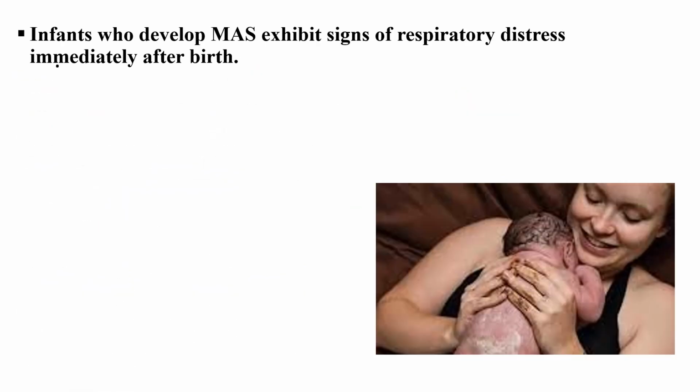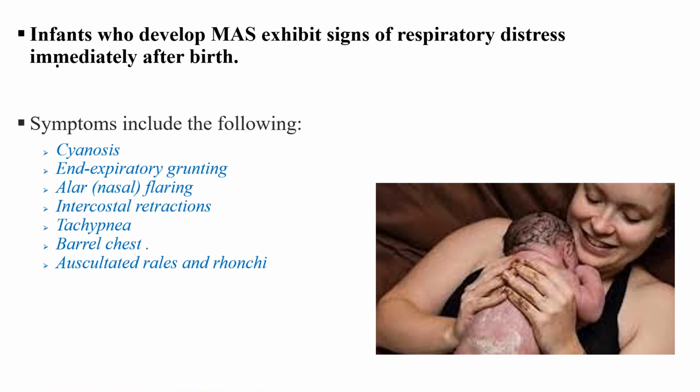Infants who develop meconium aspiration syndrome exhibit signs of respiratory distress immediately after birth. Those include nasal flaring, intercostal and subcostal retraction, chest drawing, tachypnea, chest bulging or barrel chest, cyanosis, expiratory grunting, and when you auscultate their chest, rales and rhonchi can be heard.